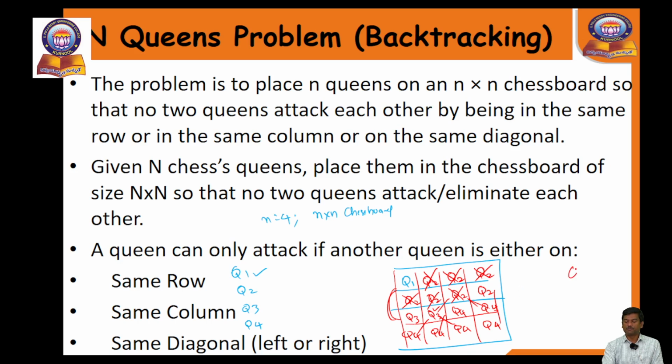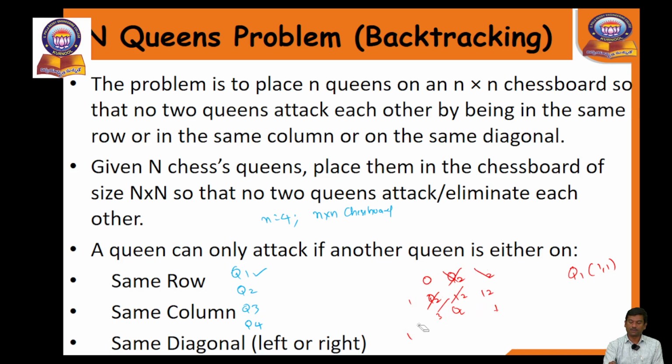That is why, when you take queen 1 at (1,1), the first row and first column, you cannot get the solution, and you backtrack. The concept of backtracking is applied: you find the other paths that are available. You started by placing queen 1 in the first row, first column, and there is no solution.